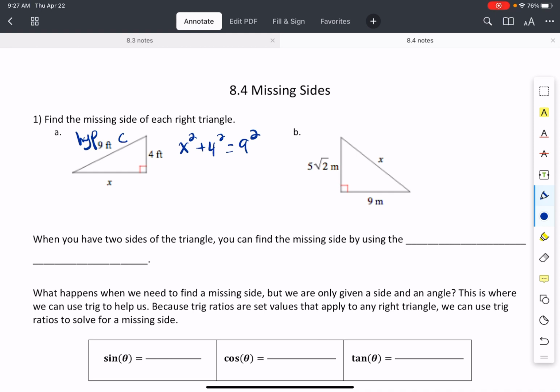What's the first thing I do to find X? Square everything that I can. I can't square the X, right? But I could do 16 equals, what's 9 squared? Good. Now what? Yeah, good. Subtract the 16. So X squared equals whatever that is. Good. Square root. See if the square root is a nice whole number.